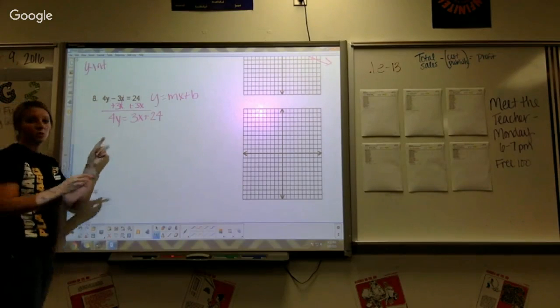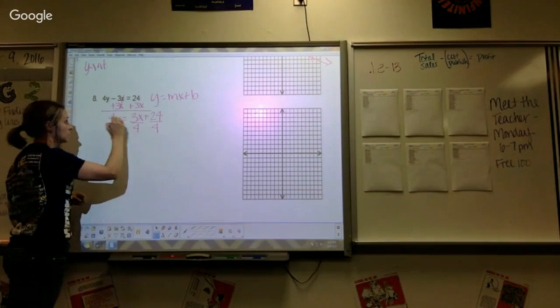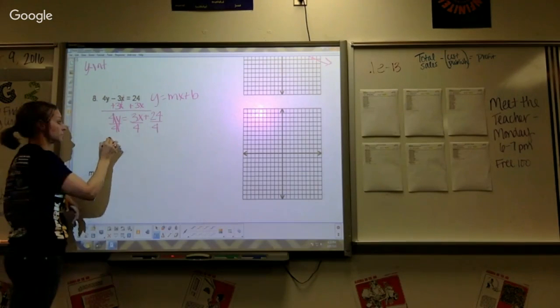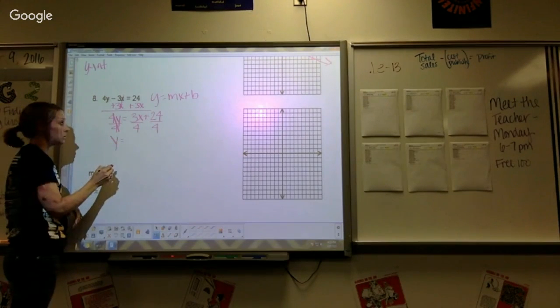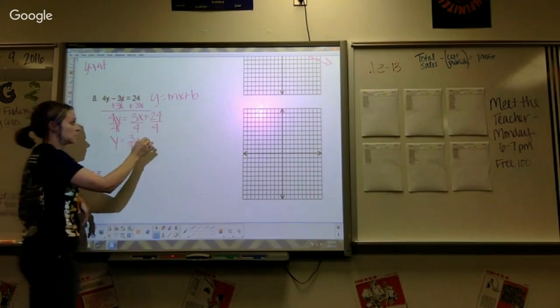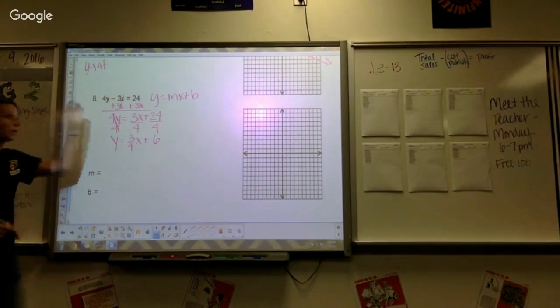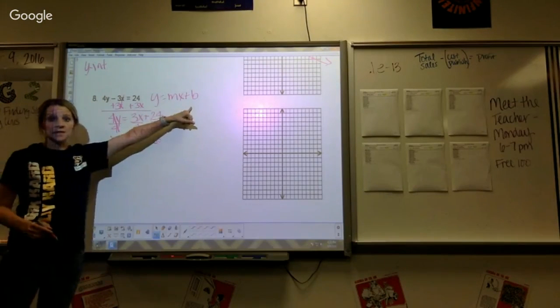Then we'll need to get rid of the 4. So we're going to divide every term by 4. So you have y equals 3/4 x plus 6. Now notice y is by itself. Now we can find the m and the b.